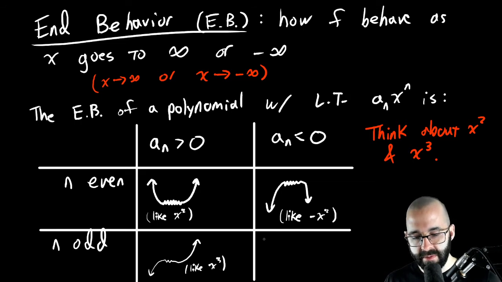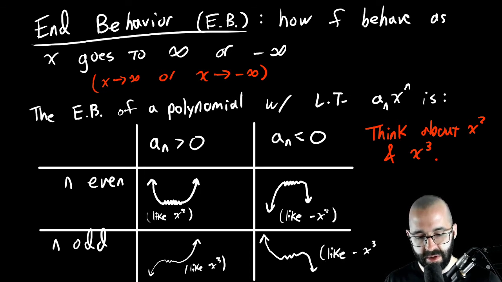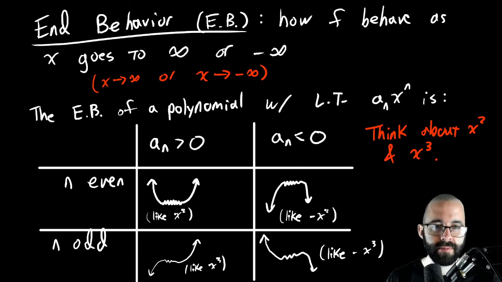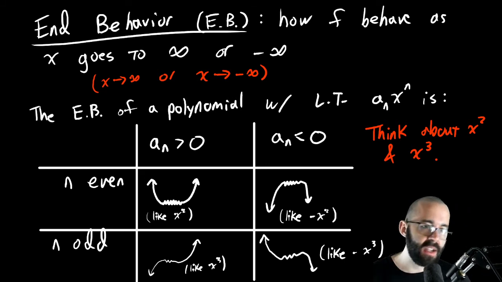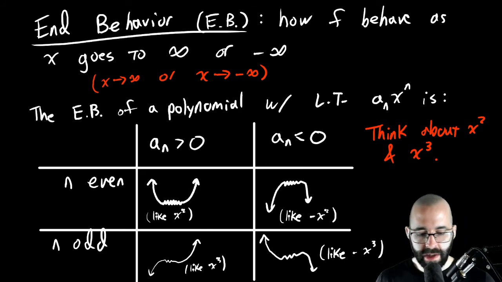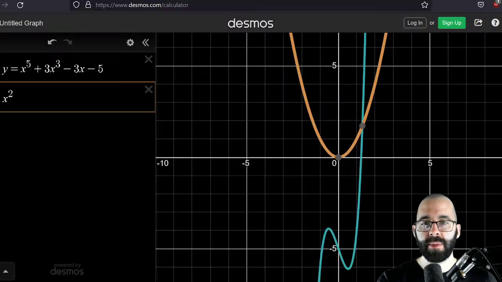And similarly, the negative coefficient just goes the opposite way, like negative x cubed. So you can use this table, or this is one way of remembering it, just thinking about x squared and x cubed. And we can kind of see that in our little Desmos example here.